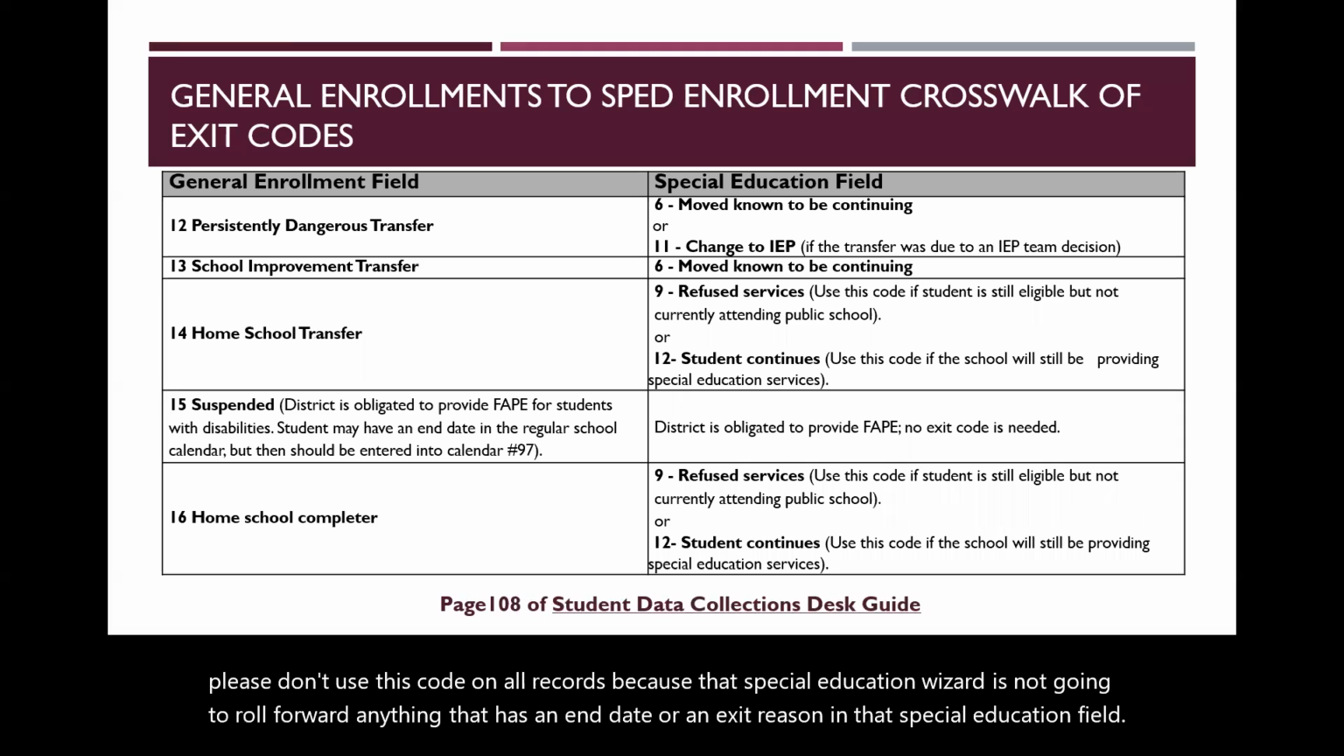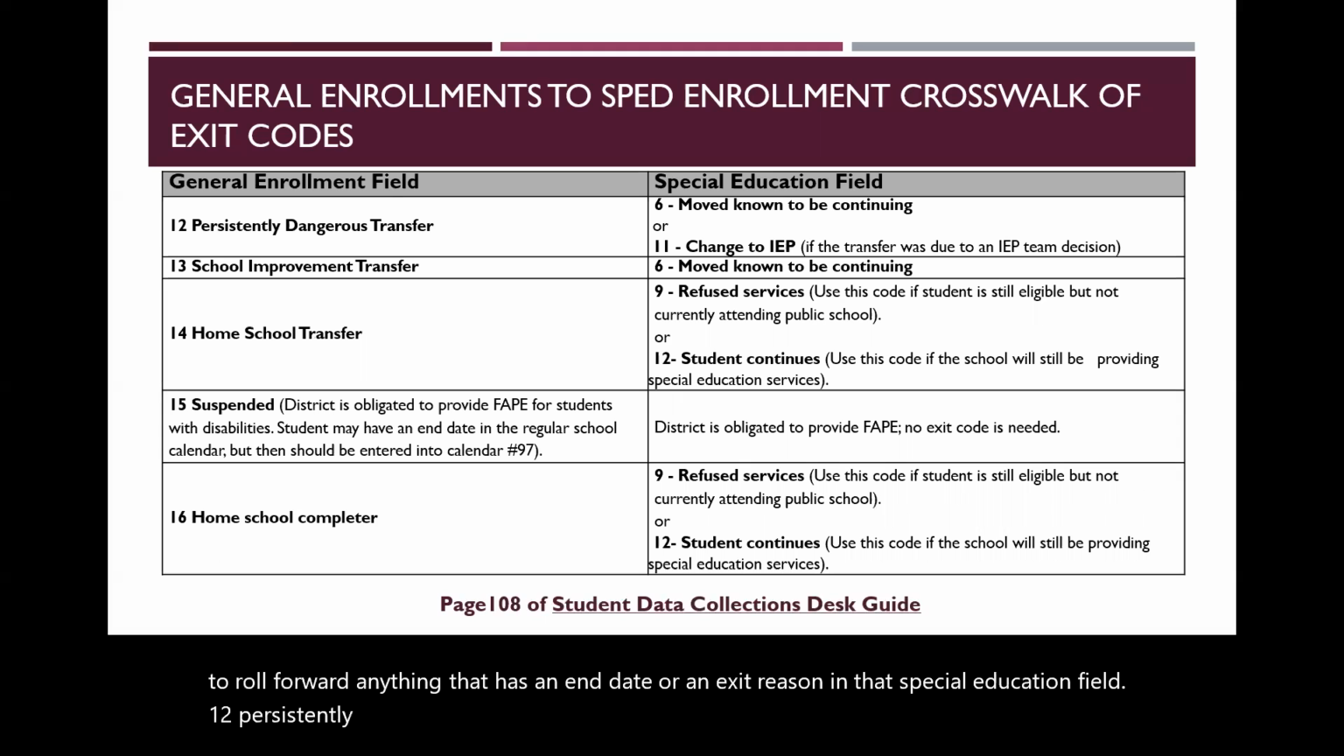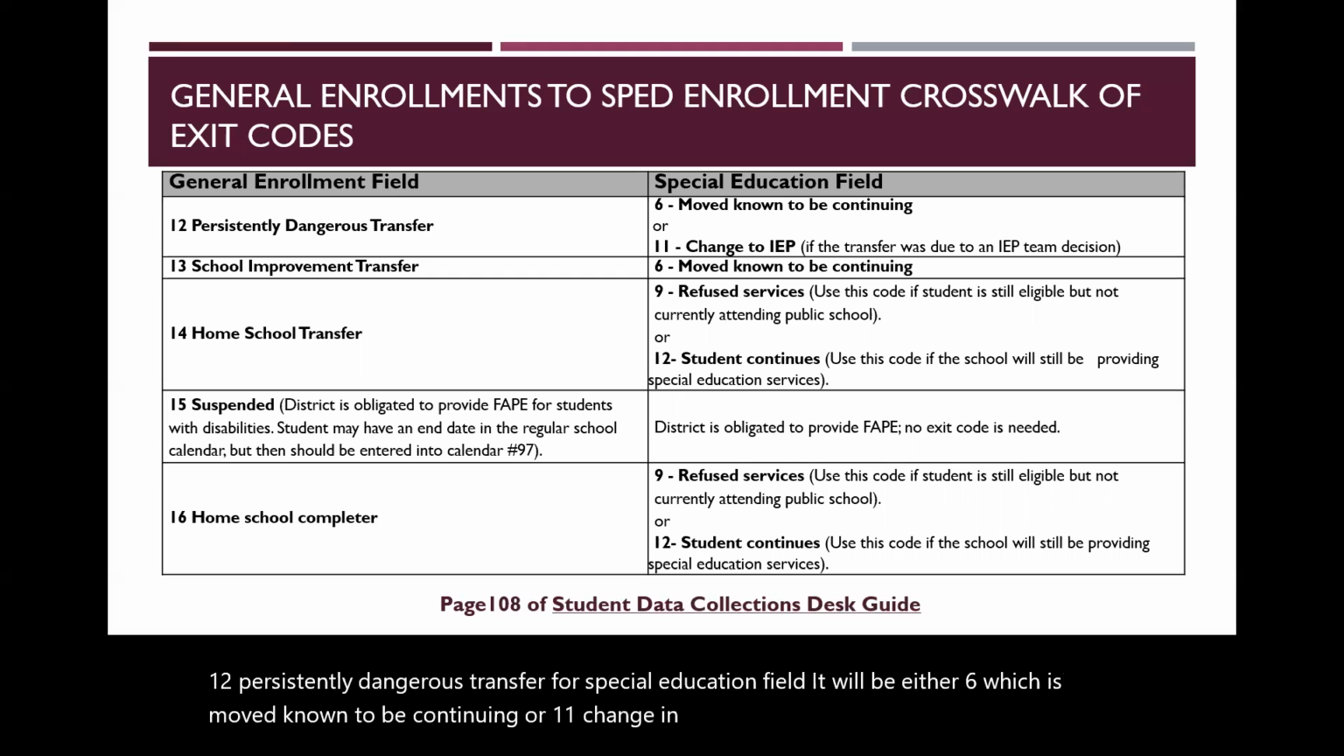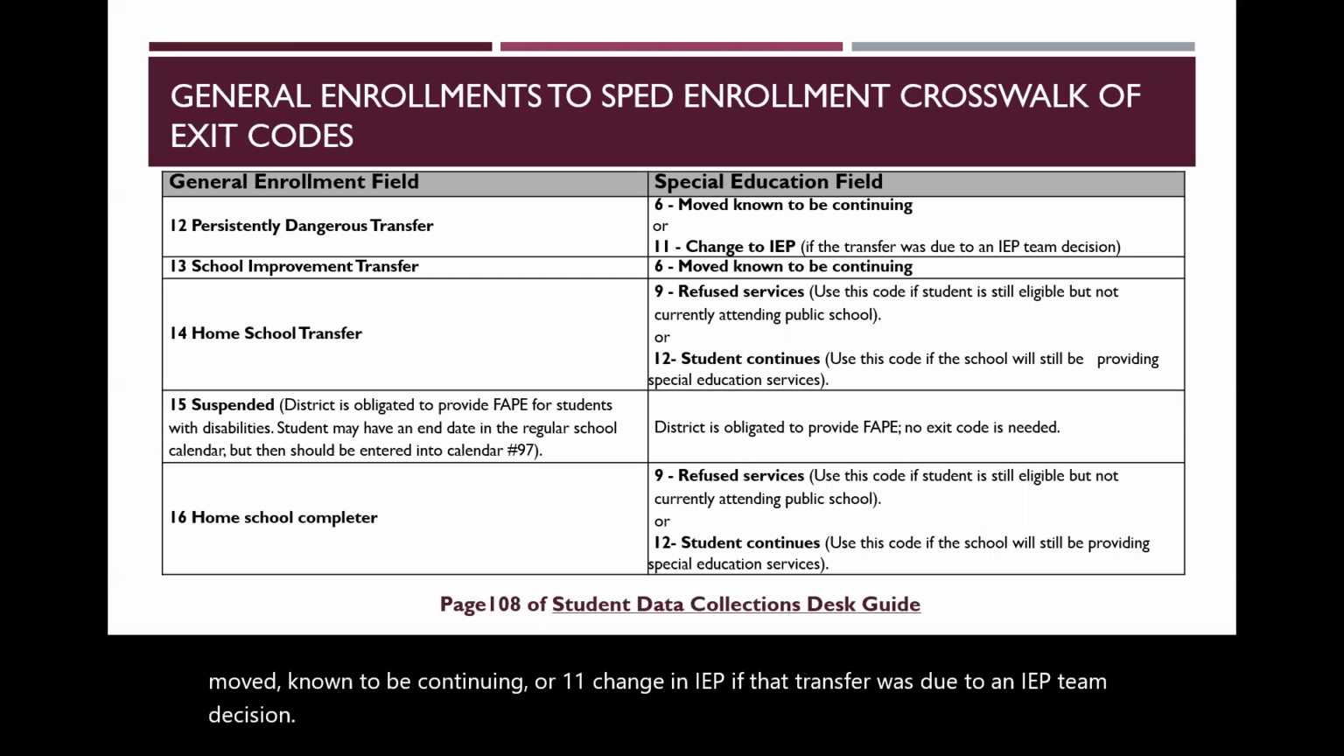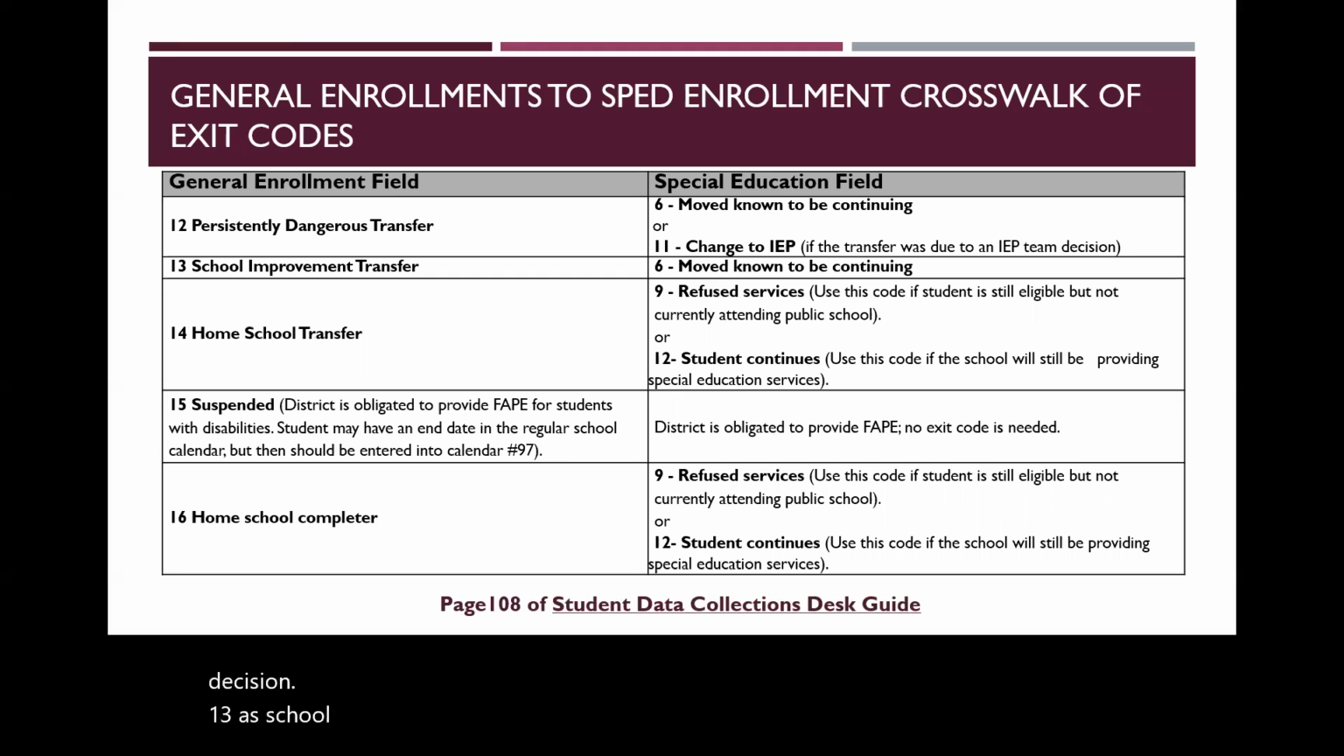12, persistently dangerous transfer. For special education field, it will be either 6, which is moved, known to be continuing, or 11, change in IEP, if that transfer was due to an IEP team decision. 13 is school improvement transfer, which would be a special education field of 6, moved, known to be continuing.